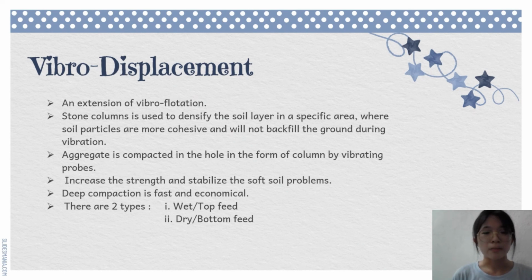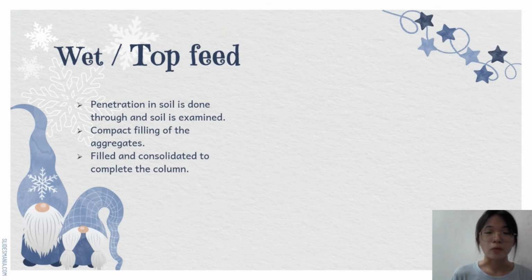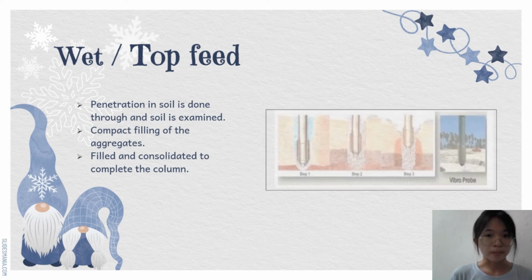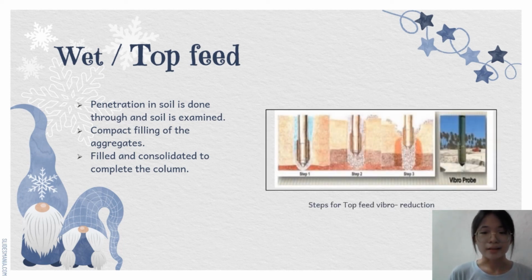And there are two types of vibro replacement. The first one is wet feed, or we call top feed. The second is dry feed, or bottom feed. In the wet feed, or top feed, the penetration in soil is done and the soil is examined. It compacts the filling of the aggregates and fills and consolidates to complete the columns. And these are the steps for top feed vibro replacement.